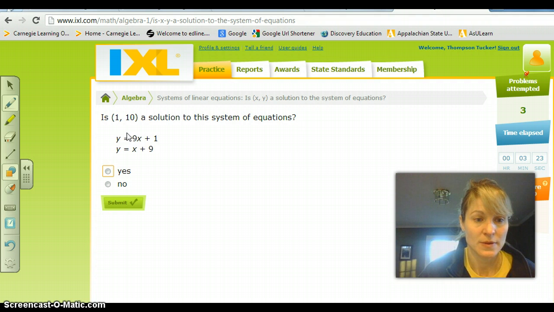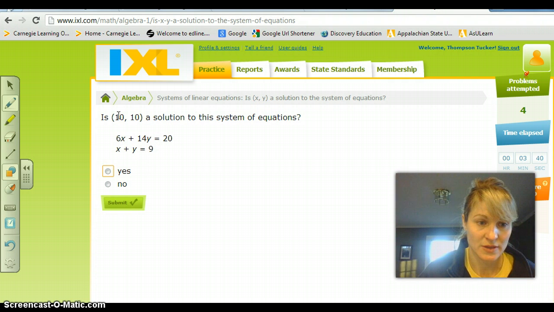Same thing here. Plug in 1 here. That's 9 plus 1. That would give me 10. And then again here, 1 plus 9 equals 10. So again, that's true. Now for 10 and 10, obviously this one's not going to work, because if I plug in 10 here, that gives me 60. No matter what I do here, it's not going to equal 20. And if I plug 10 in for x and 10 in for y, 10 plus 10 is 20. That does not equal 9. So this one's going to be a no.